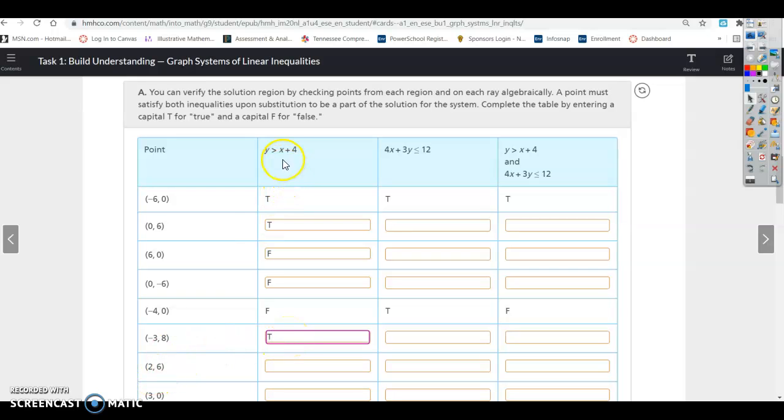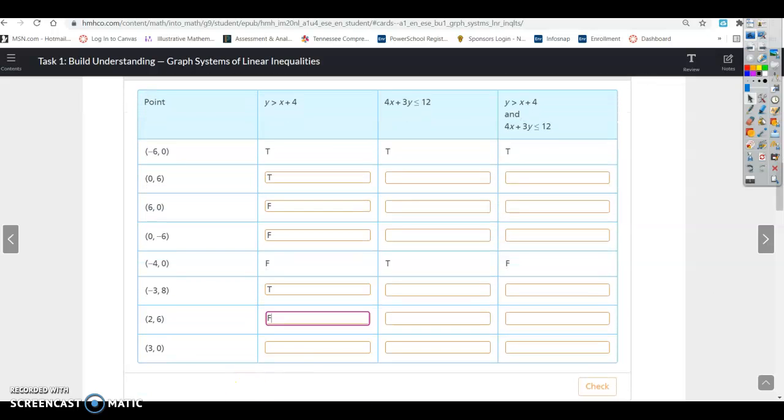2, let's plug in 2. 2 plus 4 is 6. Is 6 greater than 6? No, it's equal to it, but it is not greater than. So we have to check false. If this were a greater than or equal to, it would be true, but it's not. All right, so 3 plus 4 is 7. Is 0 greater than 7? No, that one is not true.